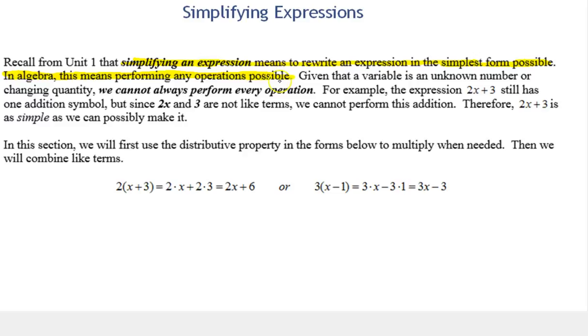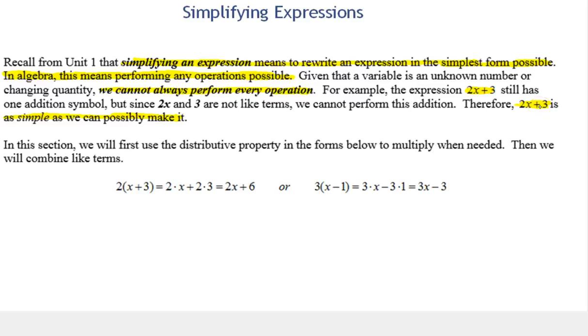Now we saw in algebra, we cannot always perform every operation. So for example, we have the expression 2x plus 3. There's still an addition symbol here. So we'd like to add 2x plus 3, but 2x and 3 are not like terms, and we don't know what x is, so we cannot perform this addition. So 2x plus 3 is as simple as we can possibly make it. So our goal is to perform every operation until we can't perform any operations anymore. So combining any like terms.